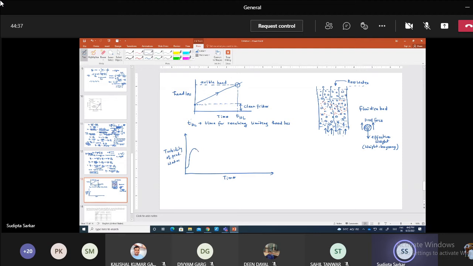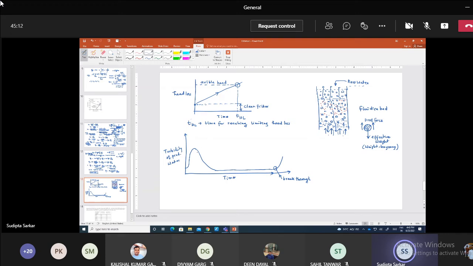But when they wash out, the turbidity becomes very low, and when you reach the breakthrough point, or maybe critical head loss, the turbidity again rises. This point where the turbidity rises is called breakthrough. Breakthrough means that the particles are breaking through the filter.